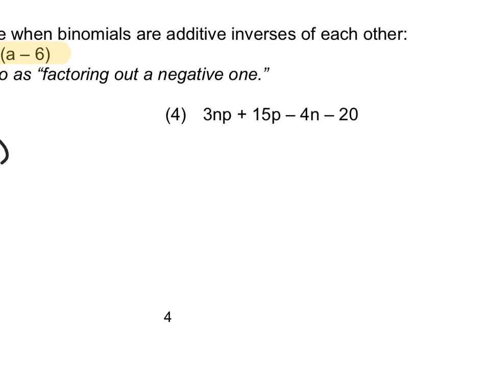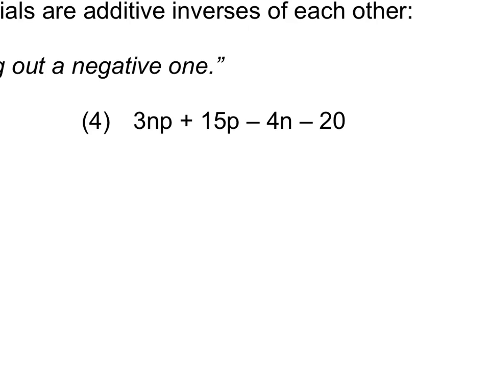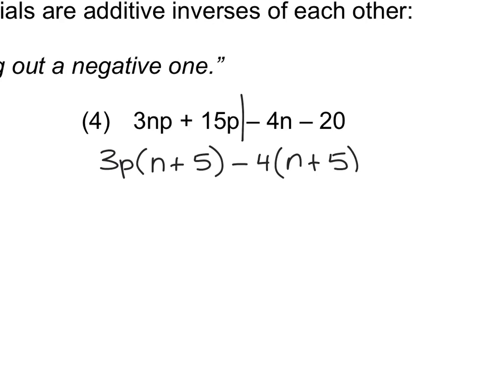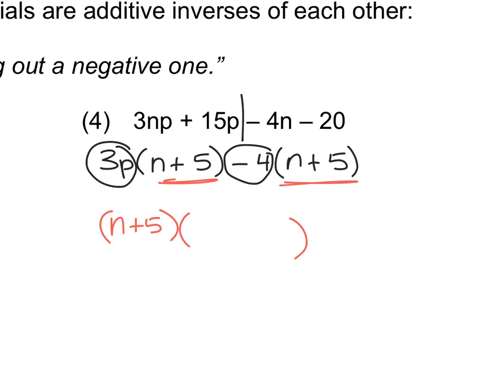Like right here. This one, you pull out a 3p, that'll give you an n plus 5, and then you'll pull out a negative 4, which also gives you an n plus 5, then you have a common n plus 5. Guys, 1 and 2 on the next page is actually so easy. So when you remove the n plus 5 from each piece, you're left with a 3p and the negative 4. I just sort of wrote it like how you wrote it.